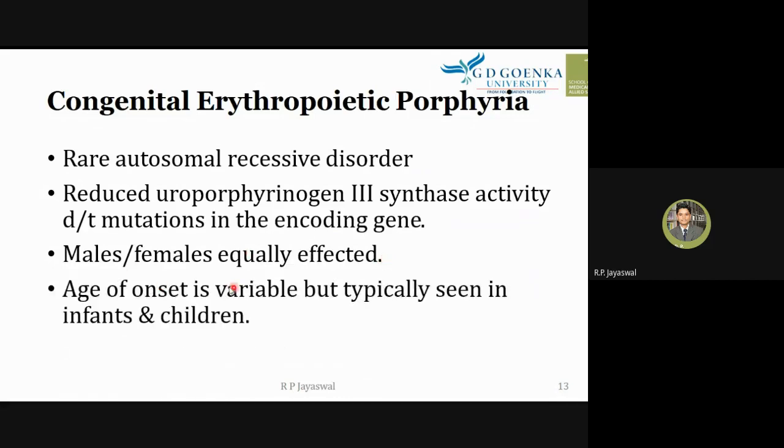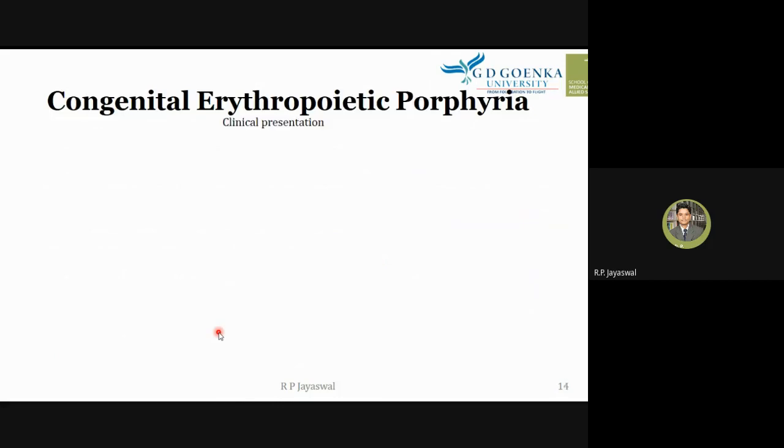Age of onset is variable, but typically seen in infants and children. So here it can occur at any age, but mainly infant age or children age are usually more prevalent. Okay. Now, the clinical presentation of this congenital erythropoietic porphyria.